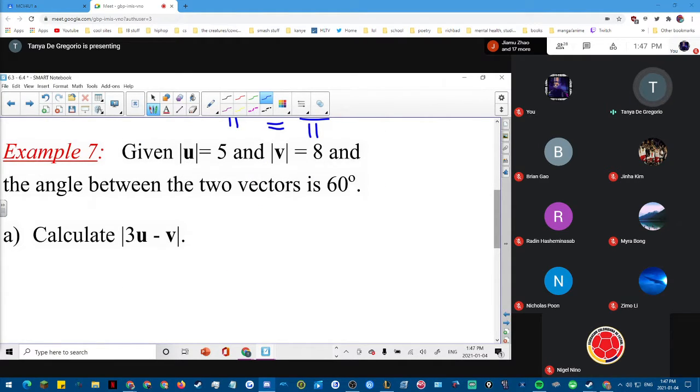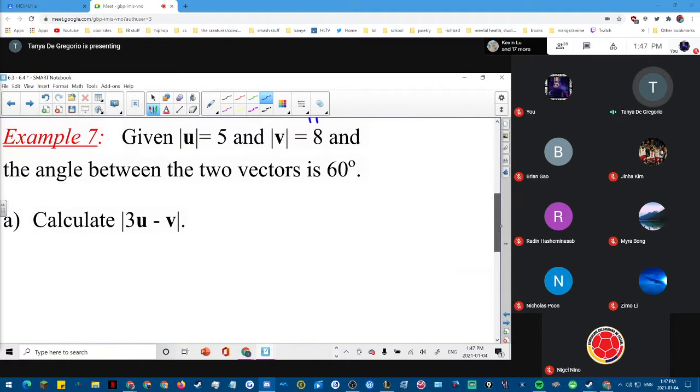I have a vector u, which is 5 units, and I have a vector v, which is 8 units, and the angle between the two vectors is 60 degrees. Okay, so remember, guys, when we're talking about angles between vectors, it's always tail to tail. So I don't care how you draw these. It doesn't have to be in the same direction as mine, but try and make the angle between the two vectors approximately 60 degrees or something that acute, basically. Make sure that they're acute, right? I mean, you're not going to get exactly 60 degrees.